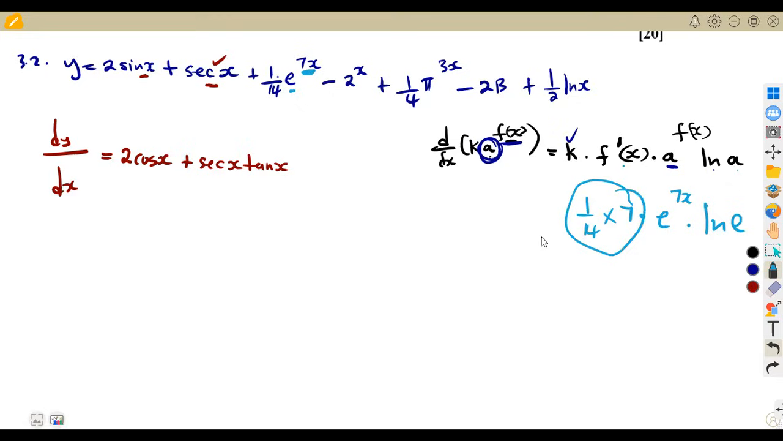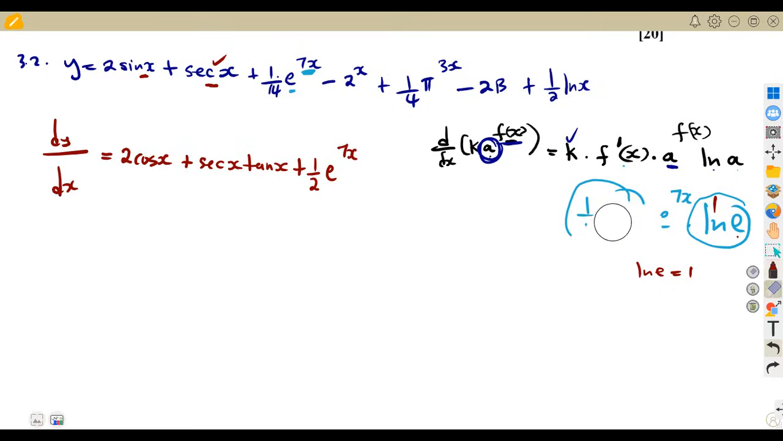And if we simplify this, 1 over 14 times 7 is going to be 1 over 2. Then the ln of e, remember, is 1. Remember that ln e is equal to 1. So it's 1 times this, which is going to be 1 over 2. So the whole part gives us 1 over 2 e to the exponent of 7x. If you want to write the ln e, it's up to you, but as you can see, the ln of e is equal to 1. So that is how we're supposed to have this part here.